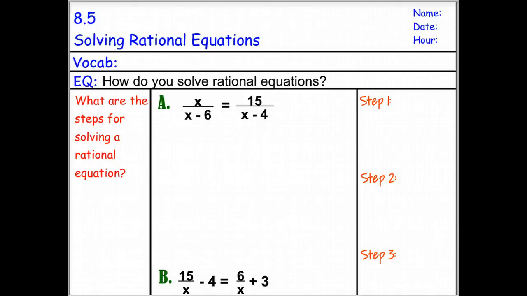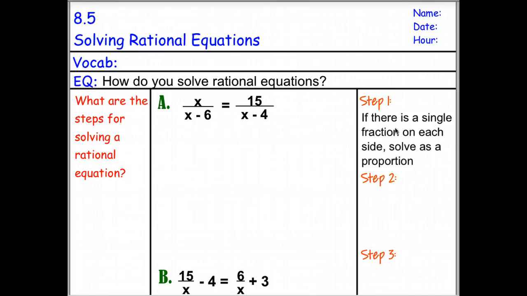Today we are going to take everything we've done in 8.1 through 8.4 and sum it up here, solving rational equations. The first thing I want to talk about is if you have an example like A, where you have x over x minus 6 equal to 15 over x minus 4. If you have a single fraction on each side, solve it as a proportion. In the case of you guys, you will probably cross multiply.